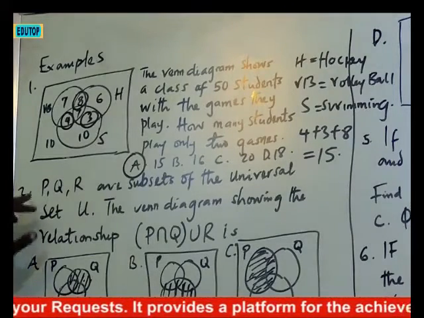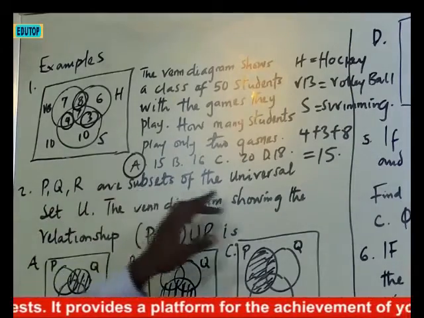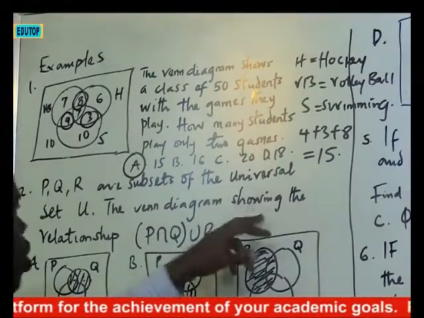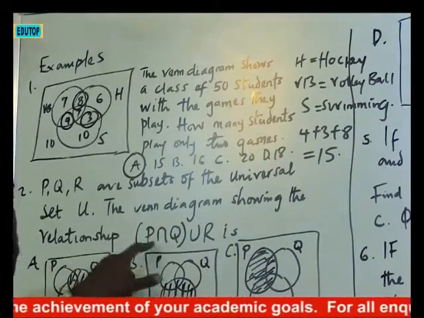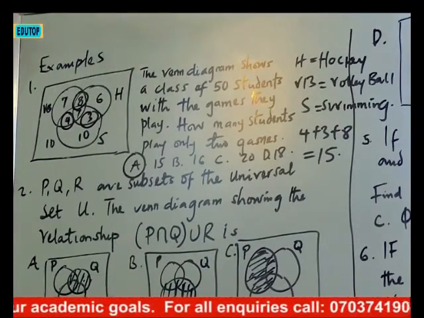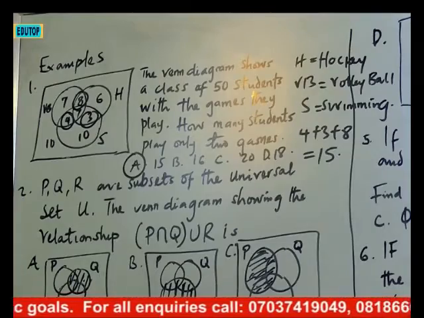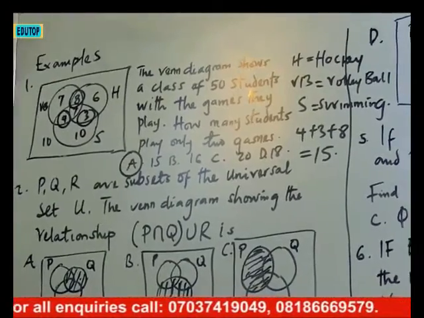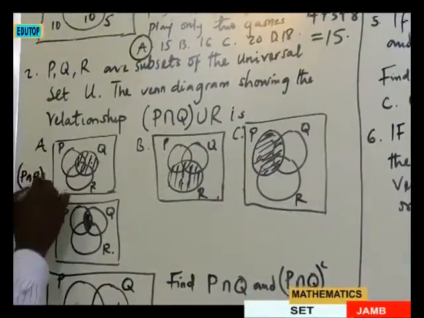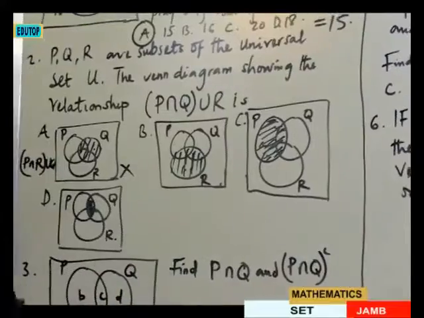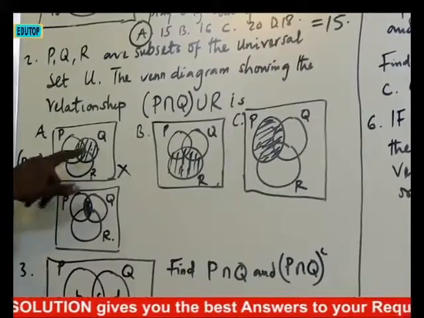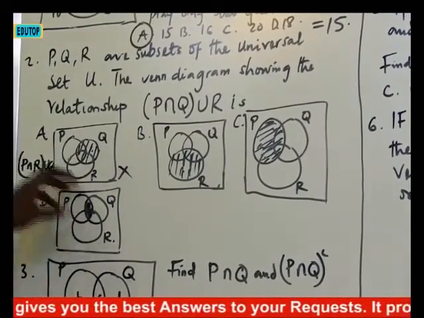The second question says that P, Q, R are subsets of the universal set U. The Venn diagram showing the relationship P intersection Q union R. That means P intersection Q union R. This first one is P intersection R union Q. So it's not the answer. This one is saying P intersection R union Q, because where you have it shaded is the union Q. So it's not the answer.